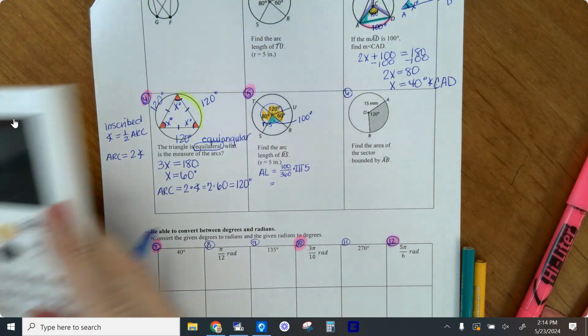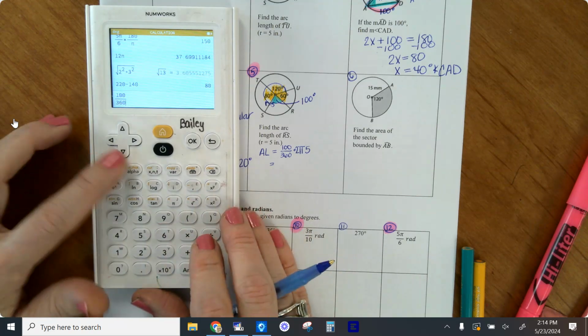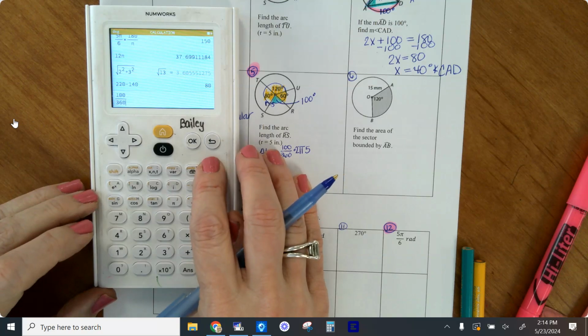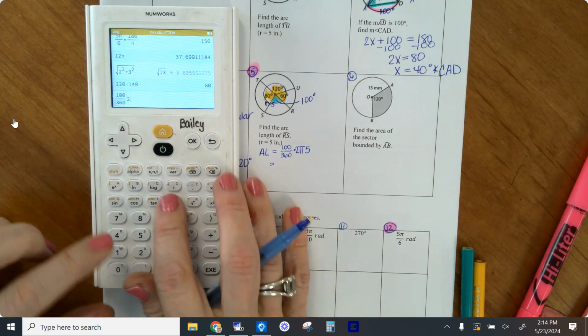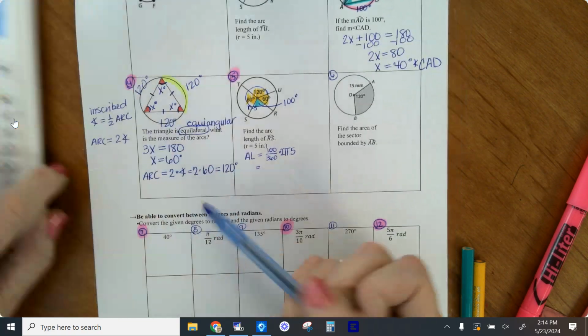And then I can just put that in my calculator, right? 100 divided by 360, 2 pi 5. Oh, I put it in the wrong spot. Arrow over. 2 pi 5. I get 25 pi over 9.